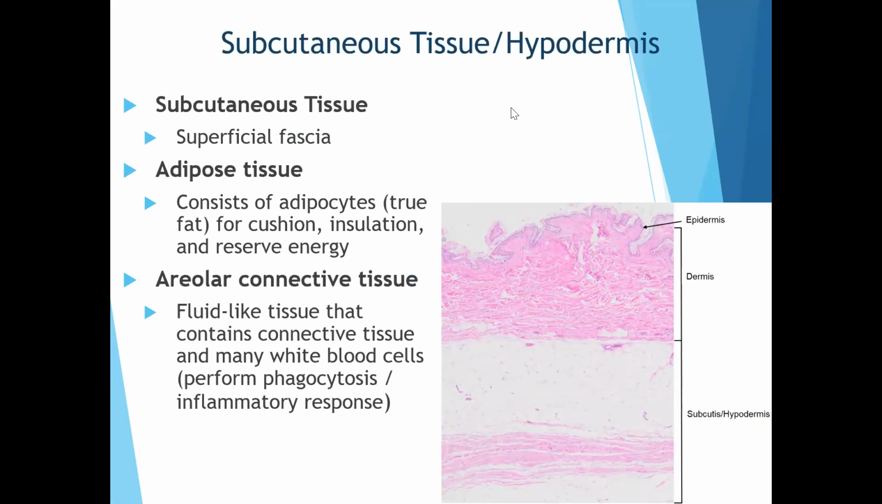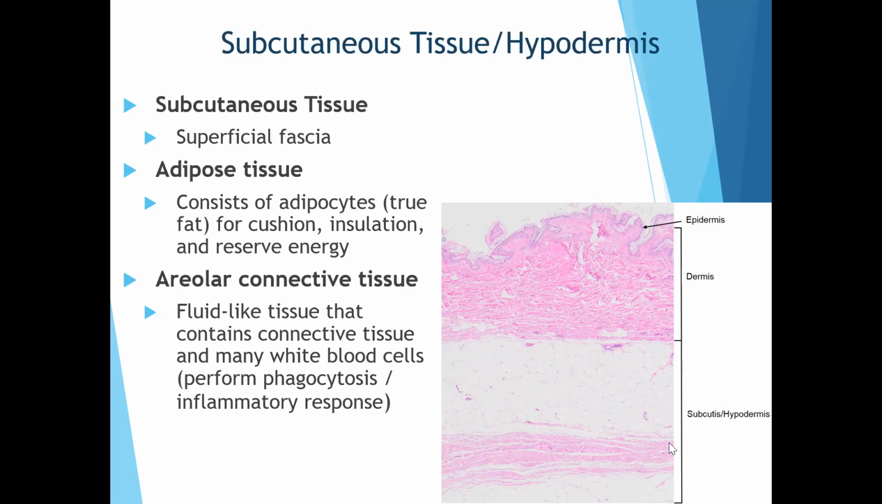Okay, subcutaneous tissue, or our hypodermis. So you have the initial superficial fascia right below the dermis. And then these little circles, you can kind of see the defined borders. Those are your adipocytes, so your adipose or fat cells. You see they kind of are contained in little pillows of fat. Just like we talked about fat previously, it's there for cushioning, insulation, and if we really need it, we can break it down for some reserve energy.